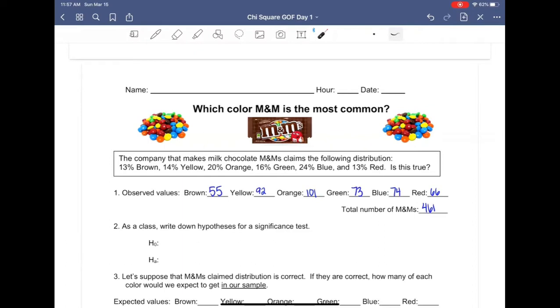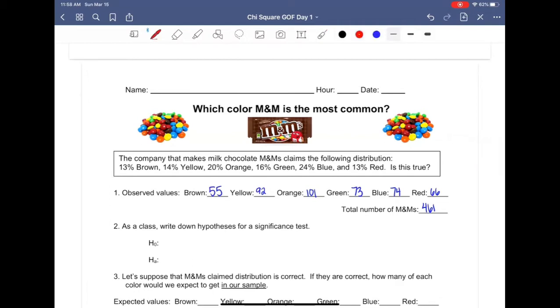So what we're going to do is we're going to take a bunch of M&Ms and then sort them by color. So if you have some M&Ms at home, you could go ahead and do this. But otherwise, you can use this data here that I collected with my students. So we had a total of 461 M&Ms, and you can see here all the different colors and how many of each type that we had. So next what we're going to do is we need to think about our hypotheses.